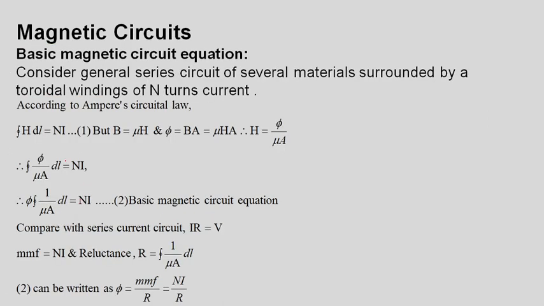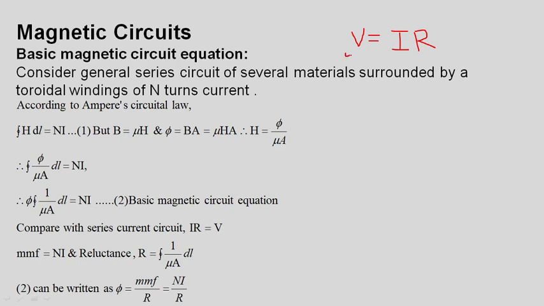Next, just like in the case of the electric circuit, we have the basic equation V equal to IR, voltage equal to current into resistance. This is a basic circuit, Ohm's law. So the basic equation for the current circuit is V equal to IR. V is the EMF, current into the resistance.